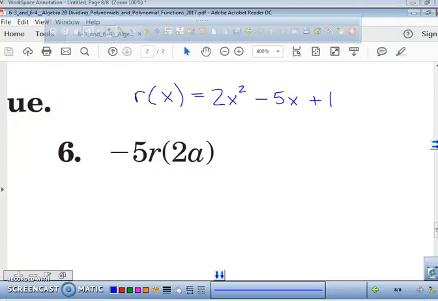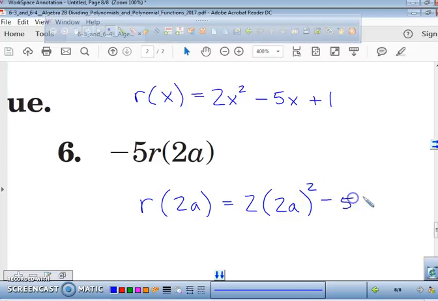We are continuing Chapter 6, Section 4, Polynomial Functions. On problem number 6, it asks us to evaluate negative 5 times the value of r of 2a. The first thing that I'm going to do on this problem is evaluate r of 2a, which means wherever there was an x, I'm going to plug in the value of 2a.